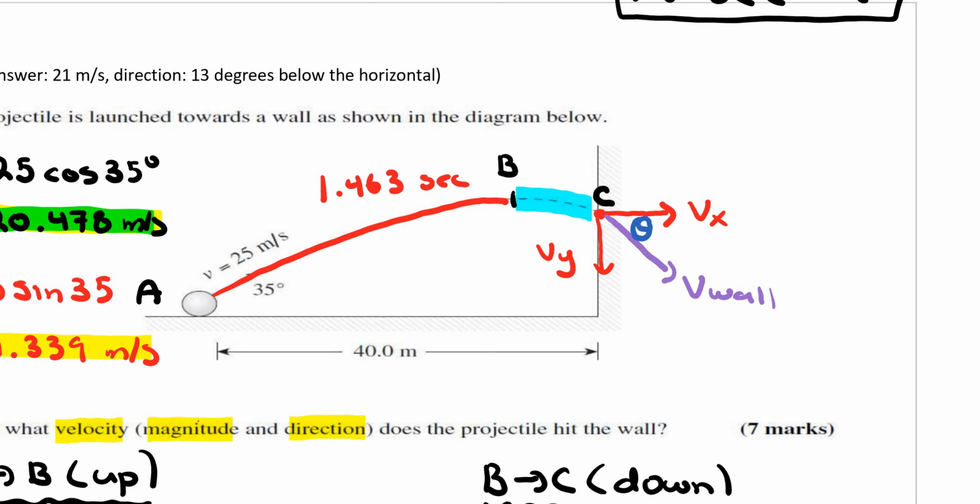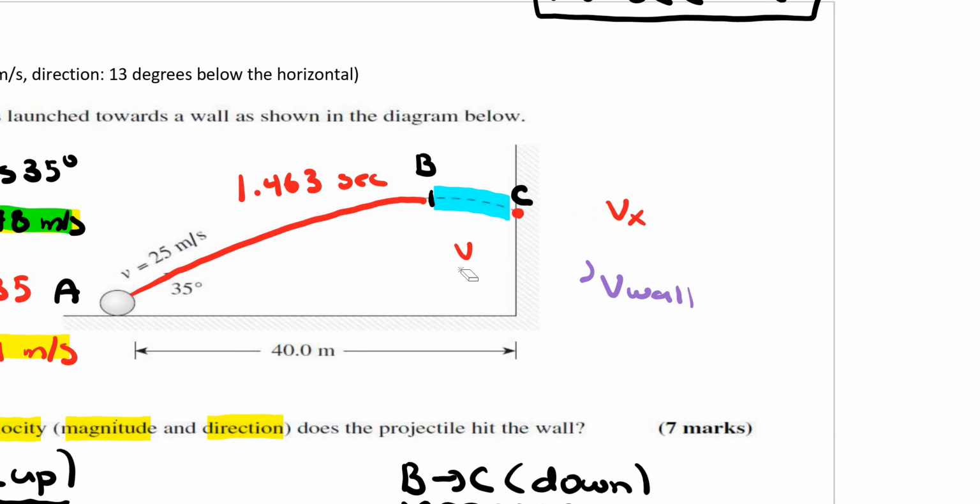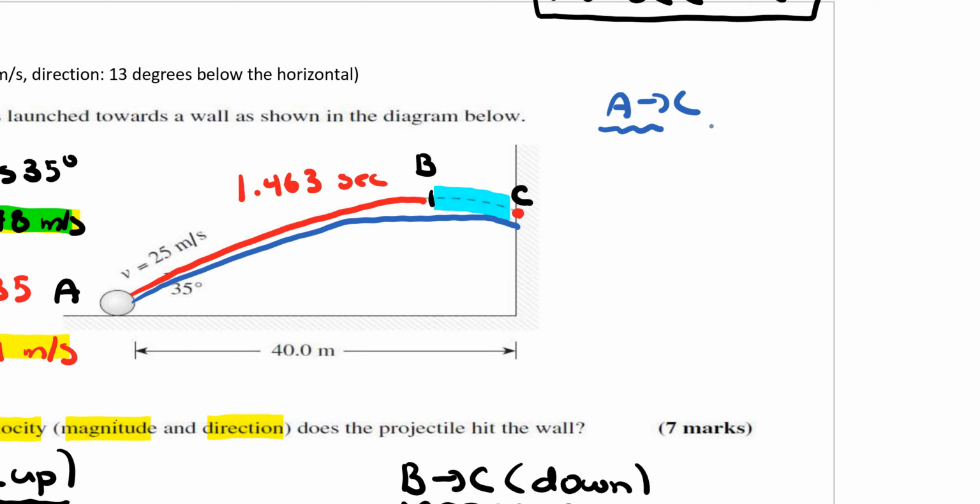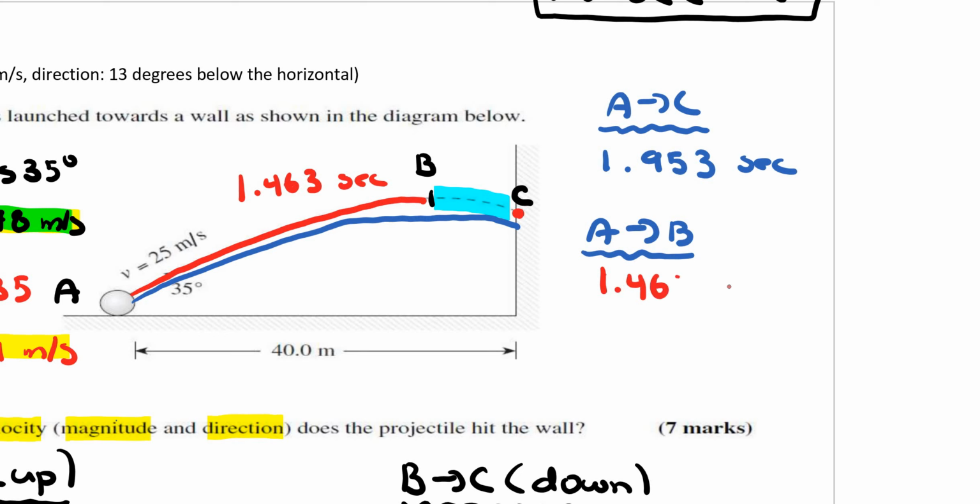Get rid of all these colors here. Okay, so let me just erase all this. Okay, so what we're saying is the total time that it takes to go from A to C was 1.953 seconds. And we know the time it takes from A to B, that's what we found in the previous question, that was 1.463 seconds. Therefore, we can definitely find the time from B to C, right?